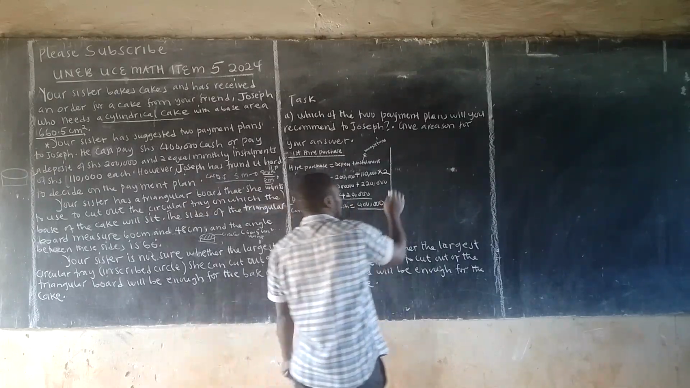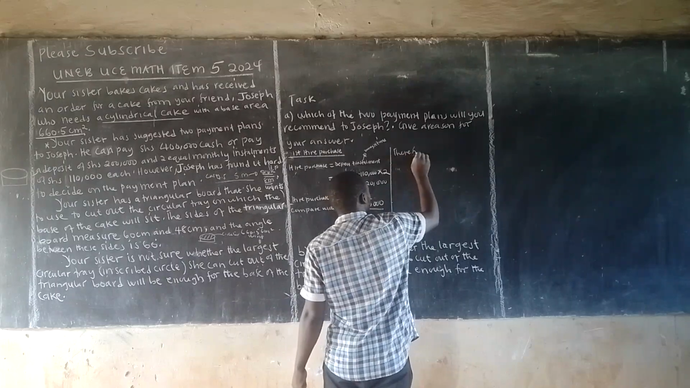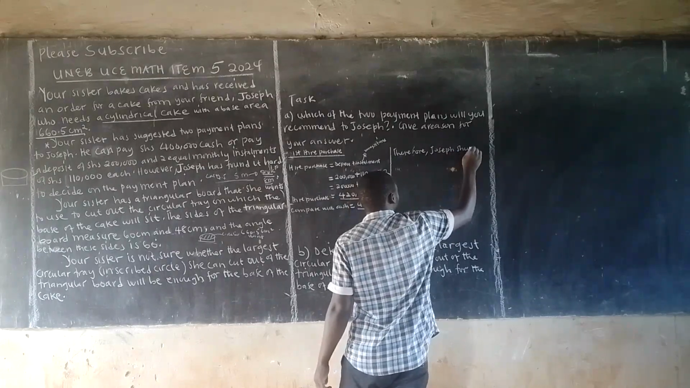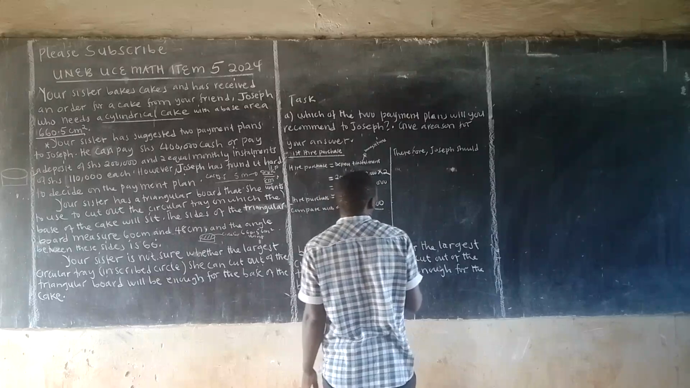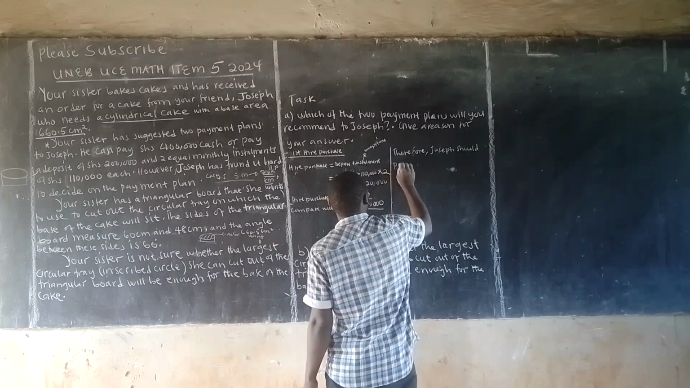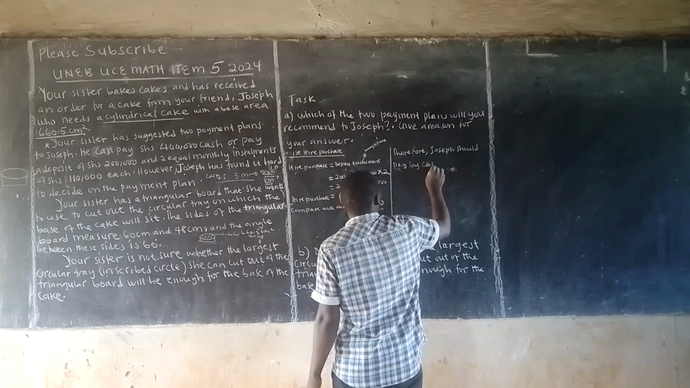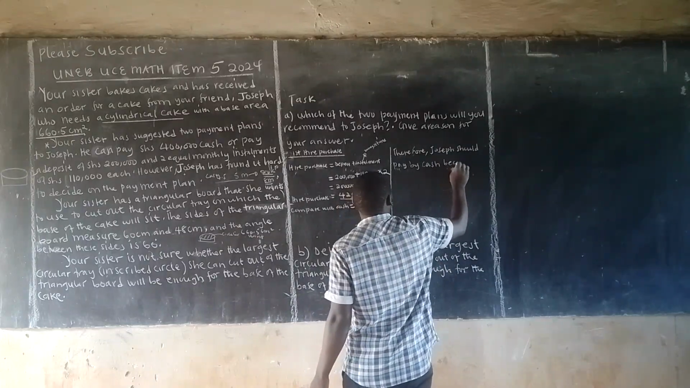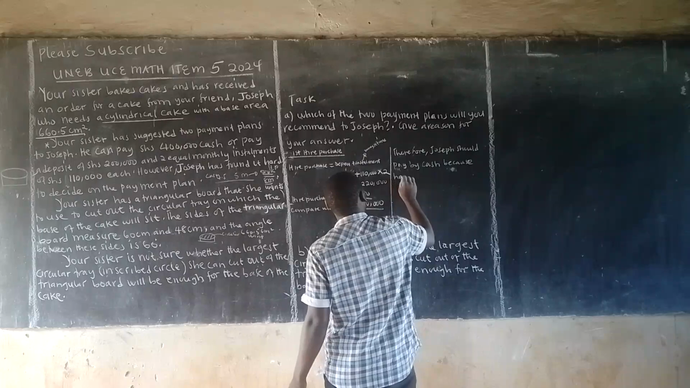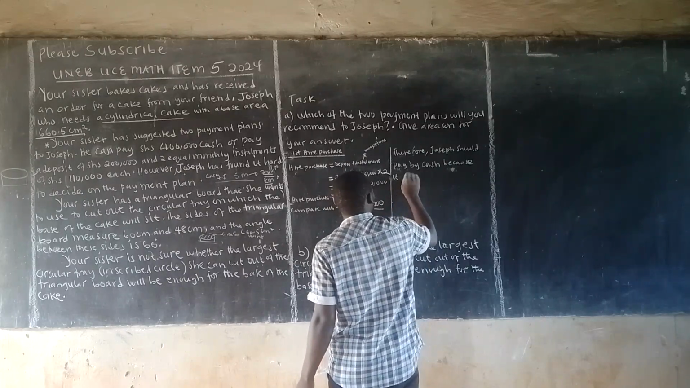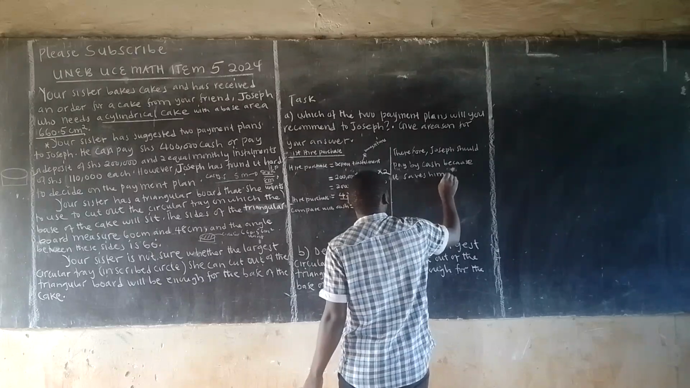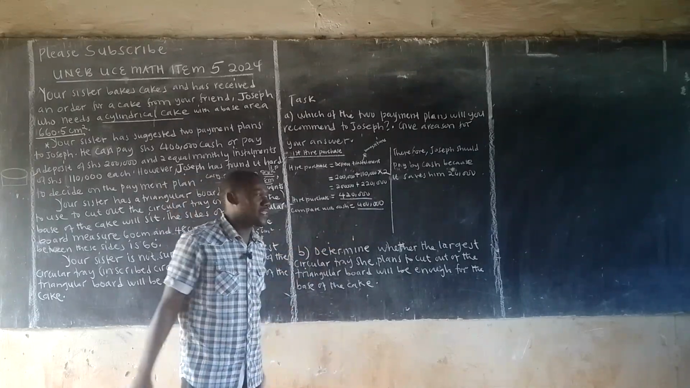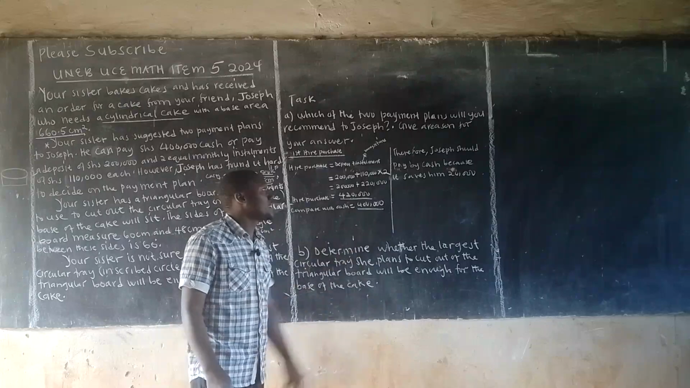You now come and say, therefore, Joseph should pay by cash. You can't even end there because the reason is here. Pay by cash because it saves him 20,000 shillings. What I mean is when you compare 400,000 and 420,000, when you buy by cash, you'll have 20,000 in the pocket. All right, good. That's part A finished.